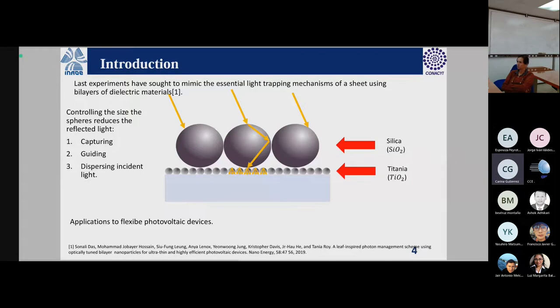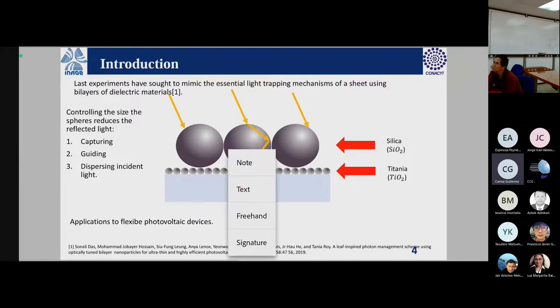It is the case of some works where they are working on the imitation of light capture, for example with the leaves, which we can see in this figure, where they are using different nanospheres with different materials and dimensions to improve the light capture, with the intention to apply them afterwards on solar cells and increase the efficiency of the solar cell, no?